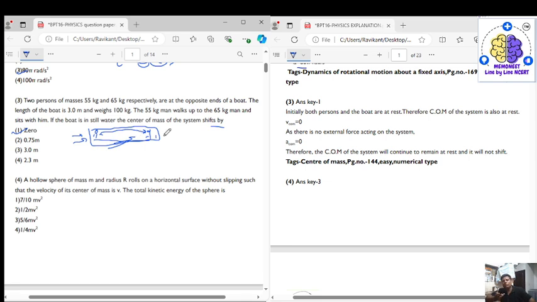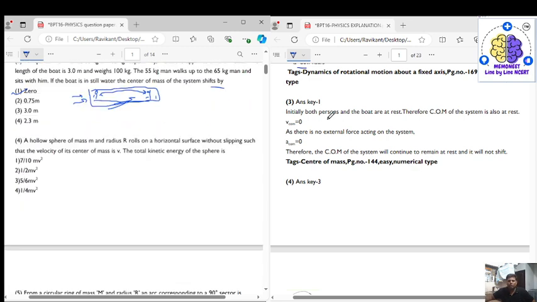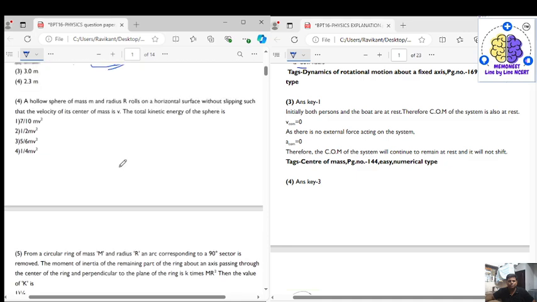momentum is conserved. If momentum is conserved, it means there is no motion in the center of mass, right? And the center of mass is not moving. That means the shift is equal to 0. So the correct answer is option 1, right? Now let's come to question number 4.